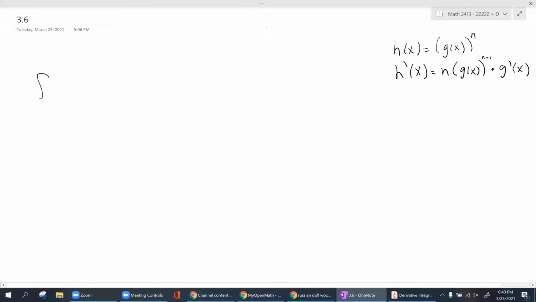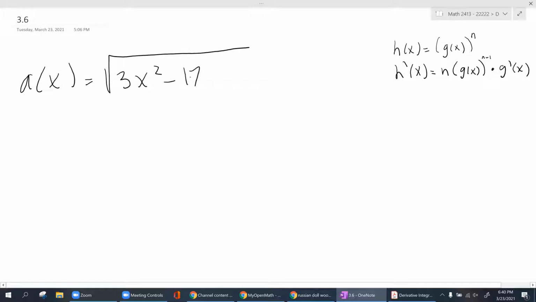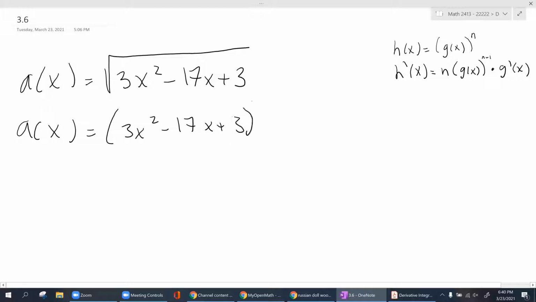Say you have the square root of 3x squared minus 17x plus 3. We said in calculus, since we're always deriving, if we're looking at square roots, I need to rewrite that. So what I have here is actually 3x squared minus 17x plus 3 raised to the 1 over 2.